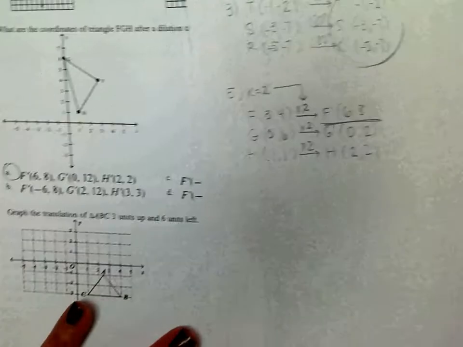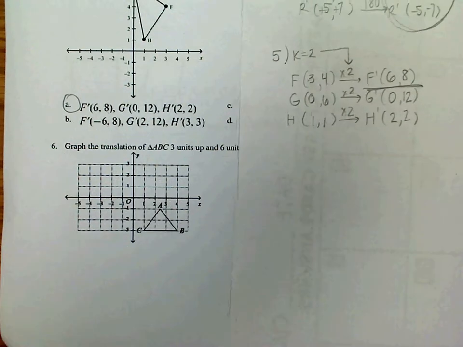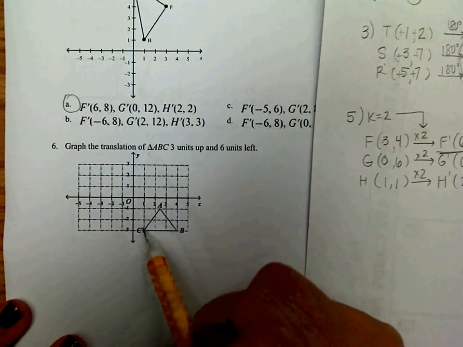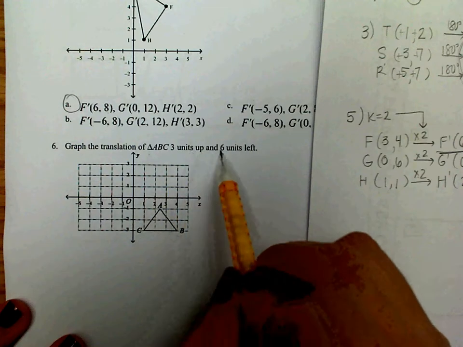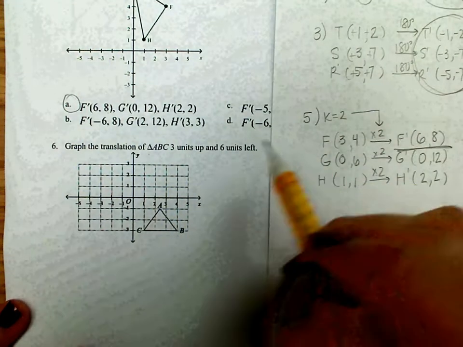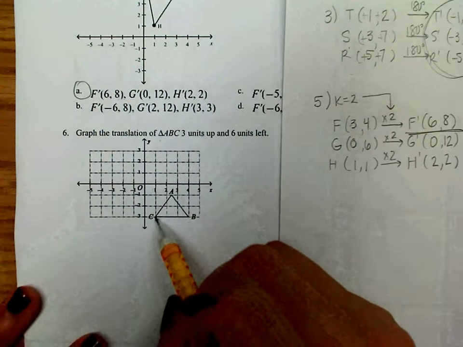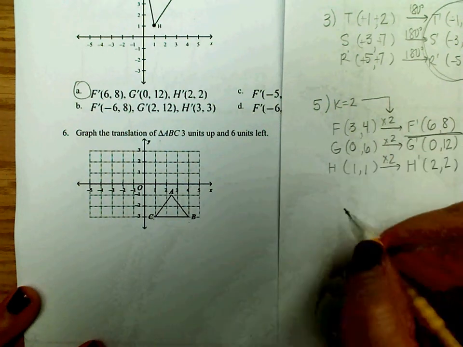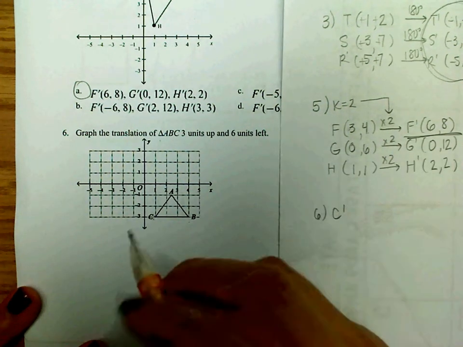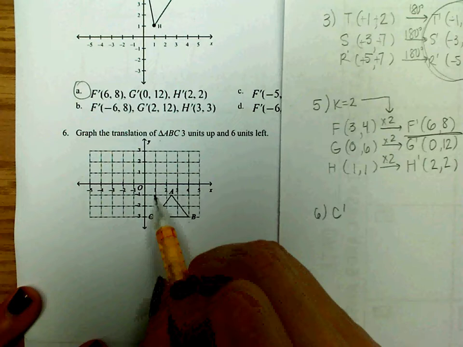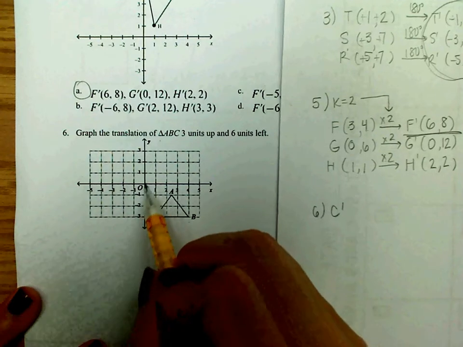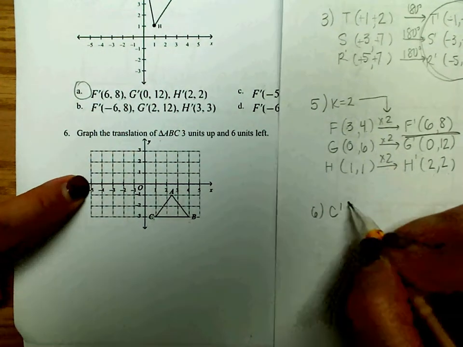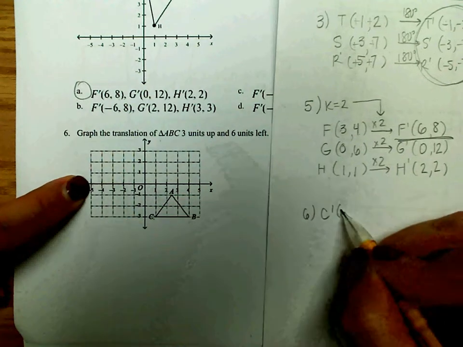Okay, now number 6. It says graph the translation A'B'C' of triangle ABC, here it is, 3 units up and 6 units left. So I'm not allowed to write on the test, but I can put my pencil on it. So let's say I decide I'm going to see where C prime ends up. Okay, this is number 6. So let's see, if I go up 3, 1, 2, 3, left 6, 1, 2, 3, 4, 5, 6, C prime ends up here, which is at -5, 0.